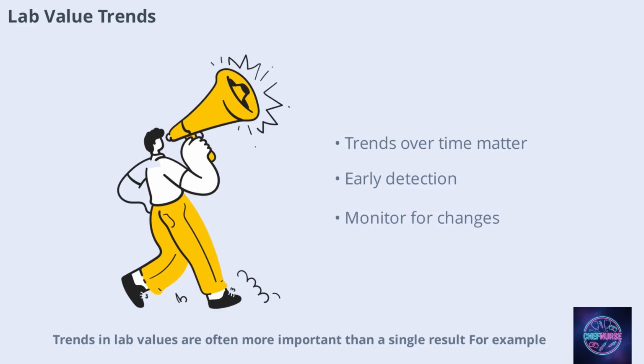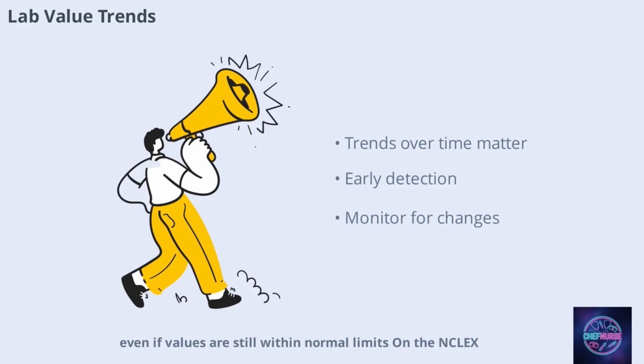Trends in lab values are often more important than a single result. For example, a steadily rising creatinine may indicate worsening kidney function, even if values are still within normal limits. On the NCLEX, pay attention to trends and changes over time, as these can signal early deterioration or improvement.